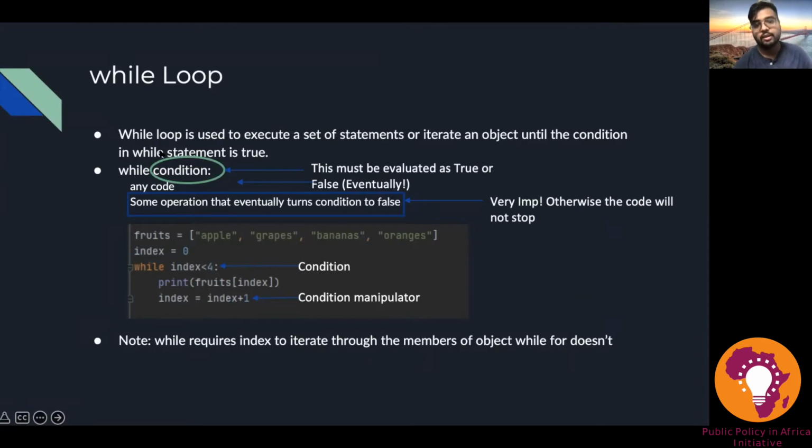This will be more clear when I show you an example, but let's go through some of the theoretical concepts here. A while loop is used to execute a set of statements or iterate over an object until the condition in the while statement is no longer true. As soon as the condition becomes false, it will stop looping. So let's try to see an example, right? We're going to switch back over to PyCharm.